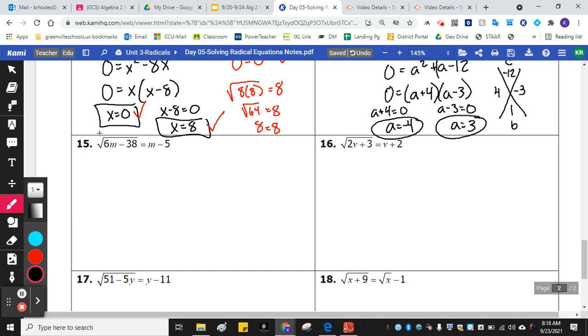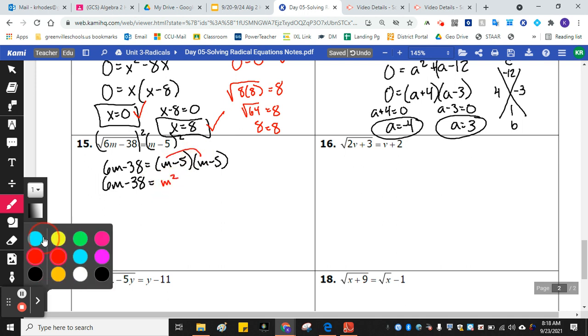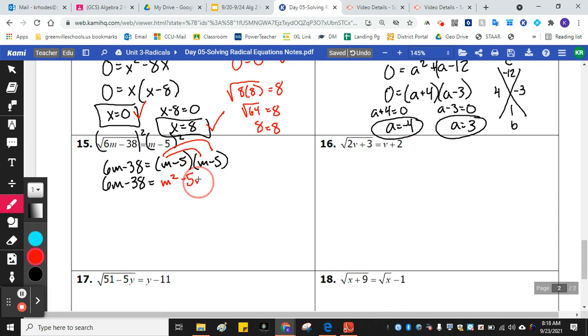Okay. Square both sides. 6m minus 38 equals, this side's way more complicated because you have to FOIL this. When I square a binomial, 2 terms, times 2 terms, I have to FOIL. This is going to take a couple extra steps. M times m, m times negative 5, negative 5 times m, negative 5 times negative 5. So 6m minus 38 equals m squared minus 10m plus 25.